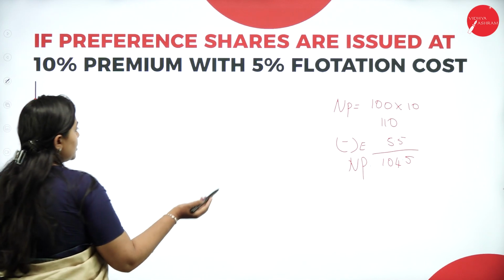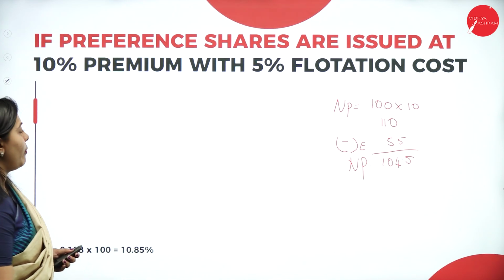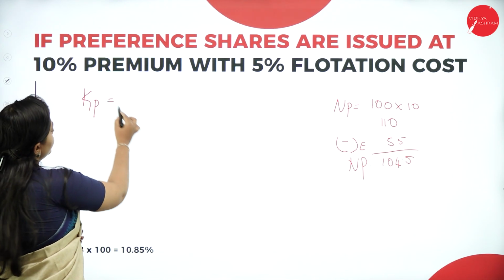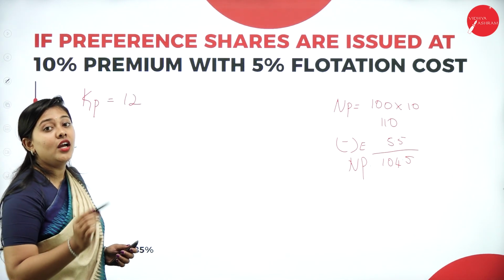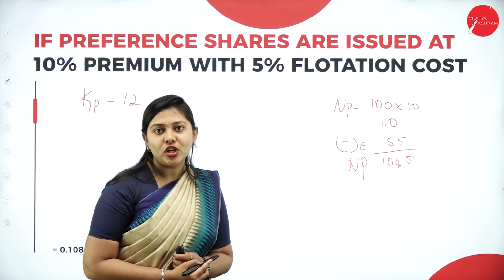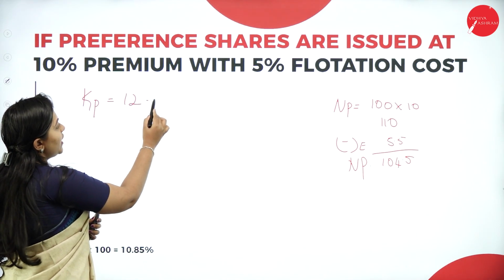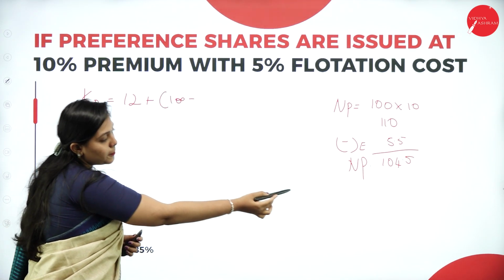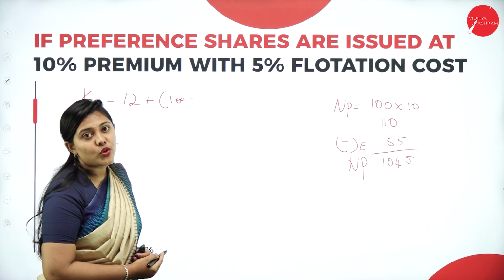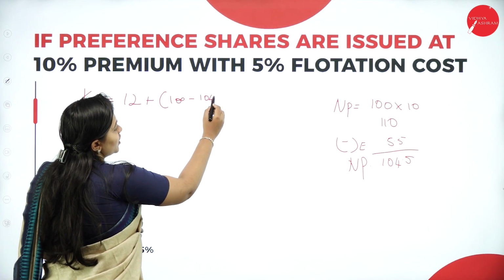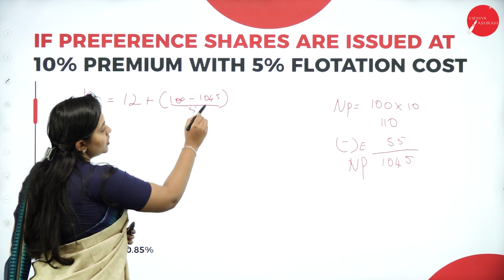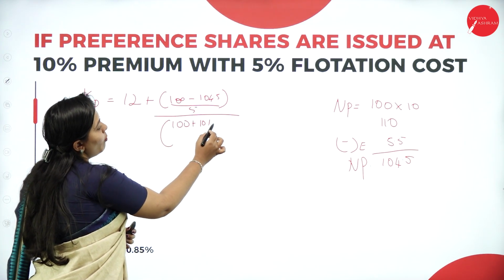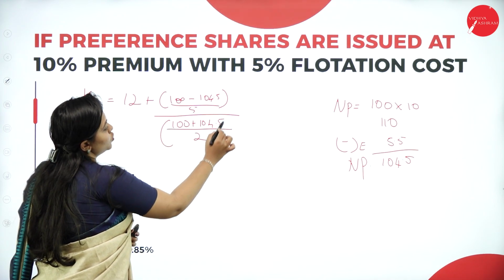So let us substitute the values to the formula. So cost of preference shares is equal to preferential dividend. What is the preferential dividend? 12 rupees is the preferential dividend. So 12 rupees plus what is the maturity value? Maturity value is 100. What is the net proceeds we have calculated? 104.5 divided by number of years is 5 divided by 100 plus 104.5 divided by 2.